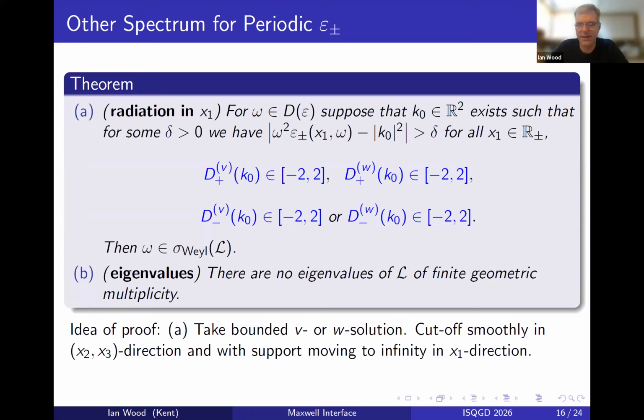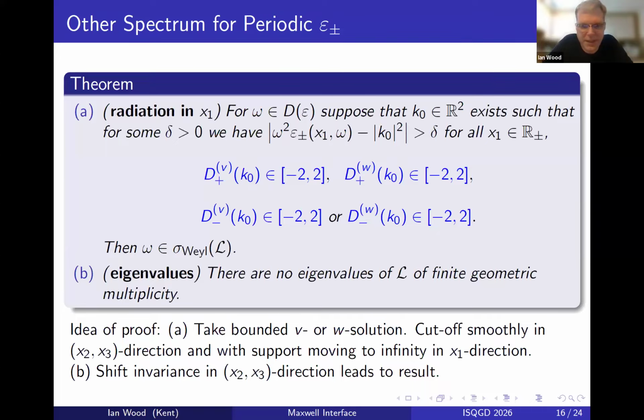We take that, cut it off smoothly in the x2 and x3 direction, and then have the support moving off to infinity in the x1 direction. In this case, we're away from the interface, so we don't have to worry about interface conditions, but this gives us more Weyl sequences. The eigenvalue property just comes from shift invariance in the x2, x3 direction. If we did have an eigenfunction, then we could shift in the x2, x3 direction, and we'd get an infinite set of eigenfunctions.